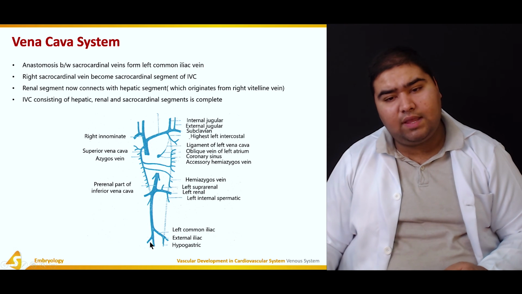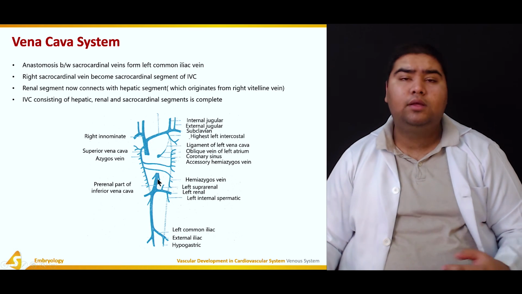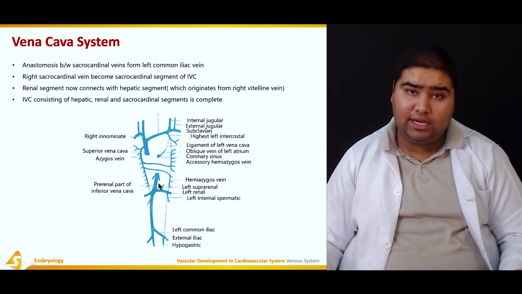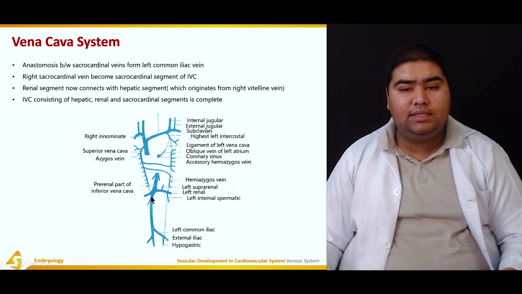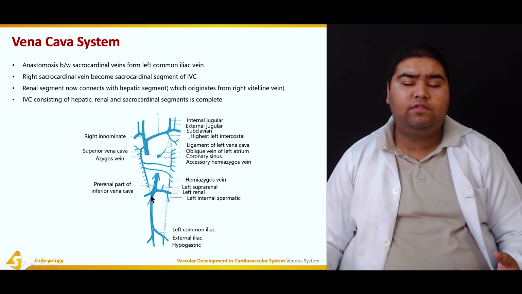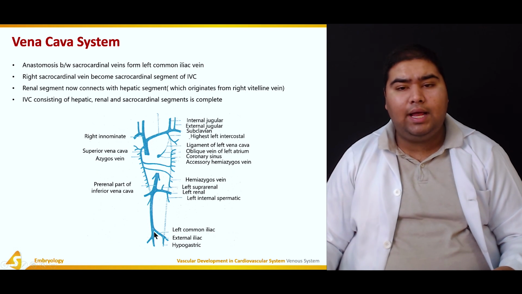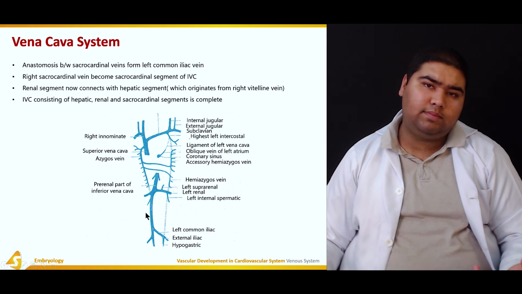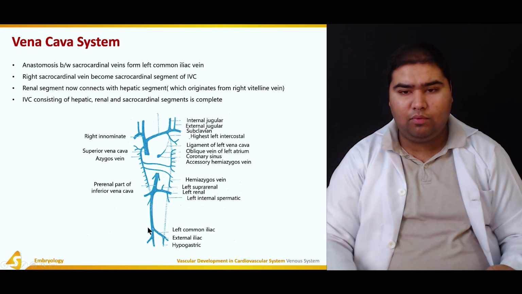Now the inferior vena cava consists of a hepatic portion, which was made up of the right vitelline vein, a renal segment, which was made up of the right subcardinal vein, and a sacrocardinal segment, which was made up of the right sacrocardinal vein.